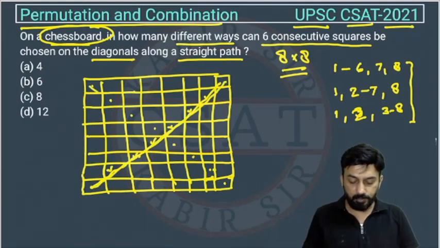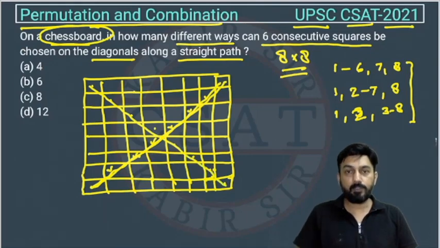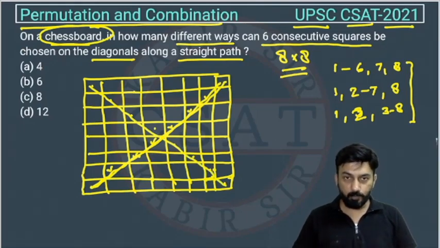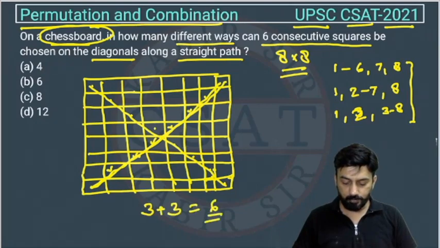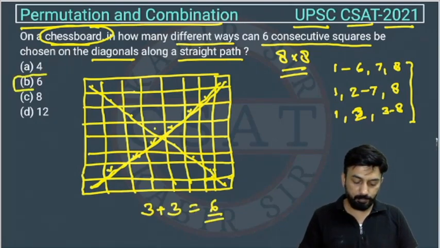Similarly, along this diagonal, we have 3 possibilities. Okay, so the total possibility will be 3 plus 3 is equal to 6, right? So the answer will be option B.